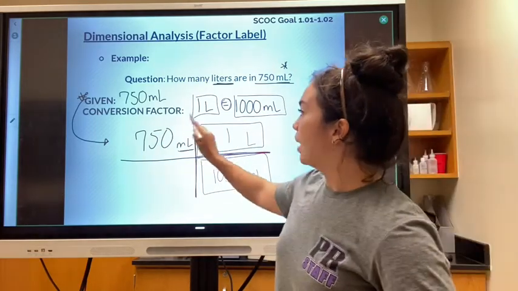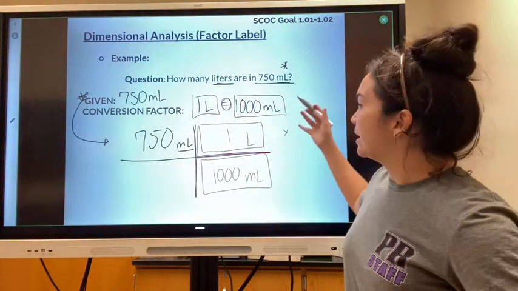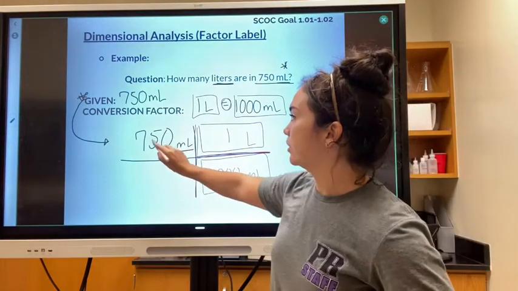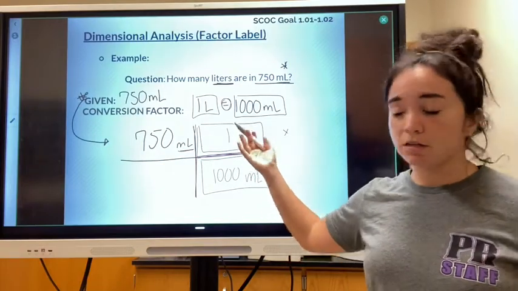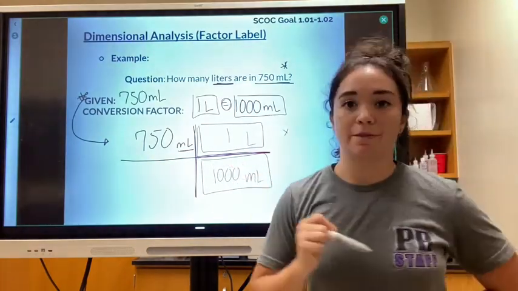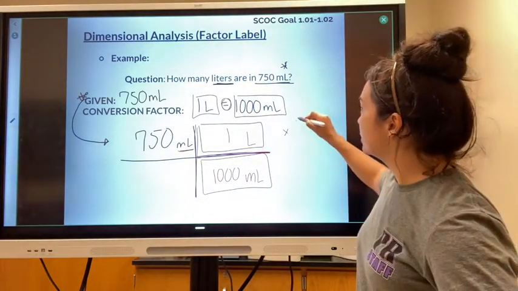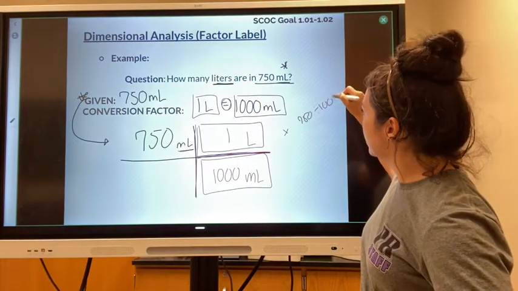So we're gonna take those top two numbers and we're gonna multiply them. And then we're gonna take that and divide by whatever is on the bottom. So what we have is 750 times 1, which would be 750. And then we're gonna take that 750 and divide by 1,000. So what you end up typing into your calculator is 750 divided by 1,000, okay?